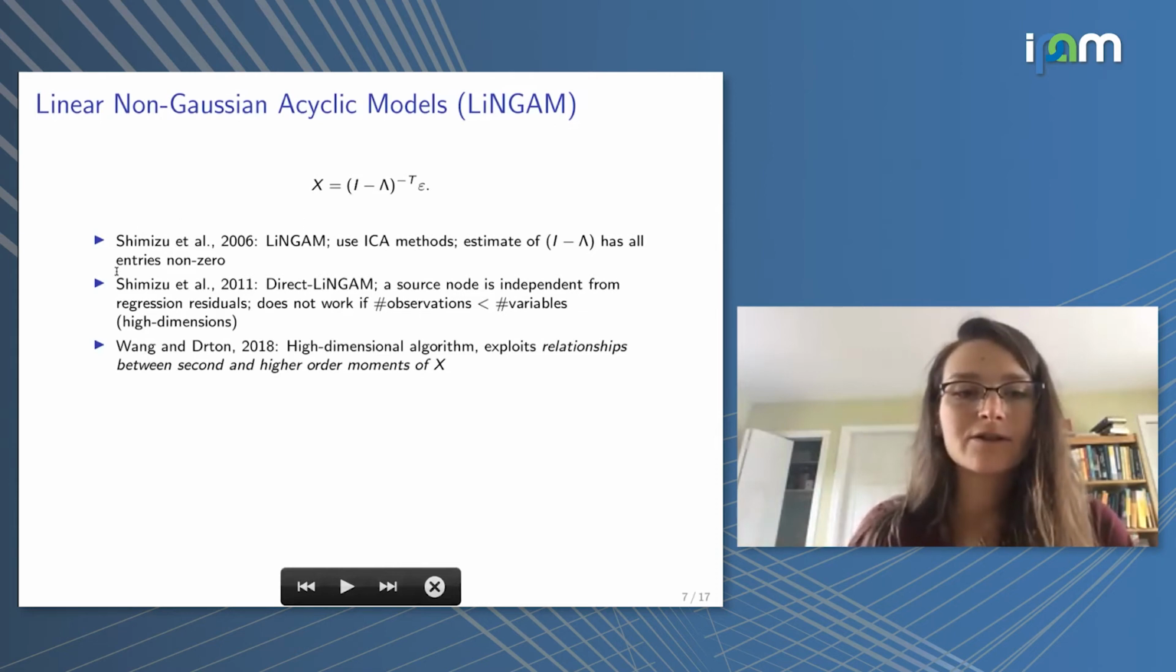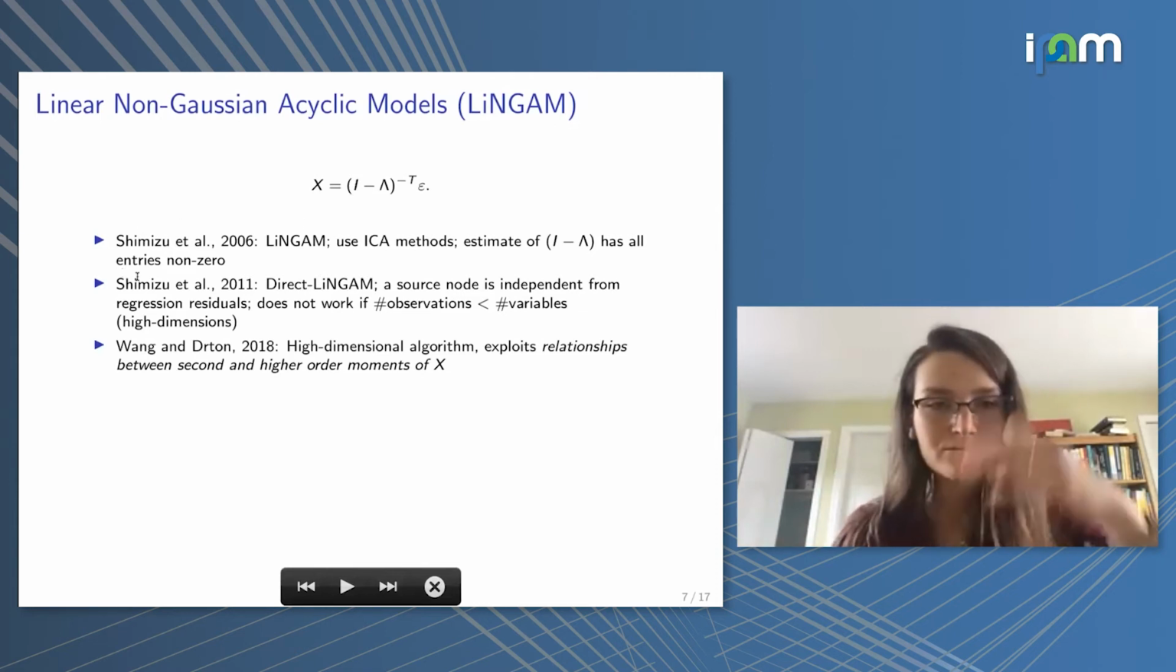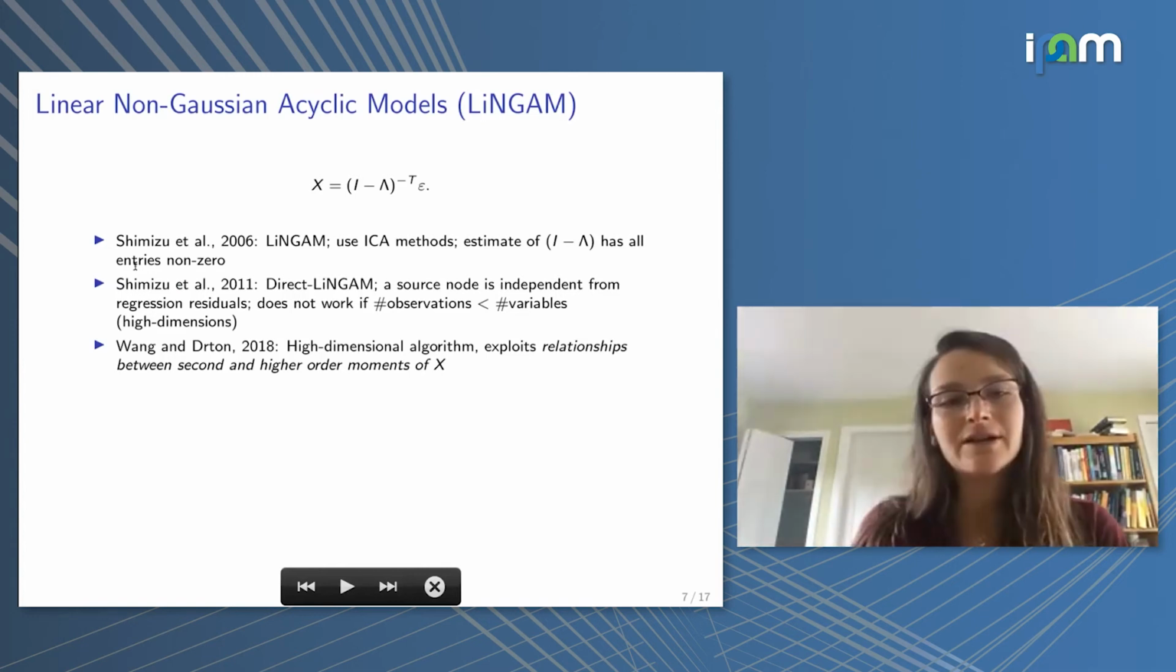And there has been a very long line of work. Here I'm only citing 3 papers, but there are actually tens of papers on this topic.